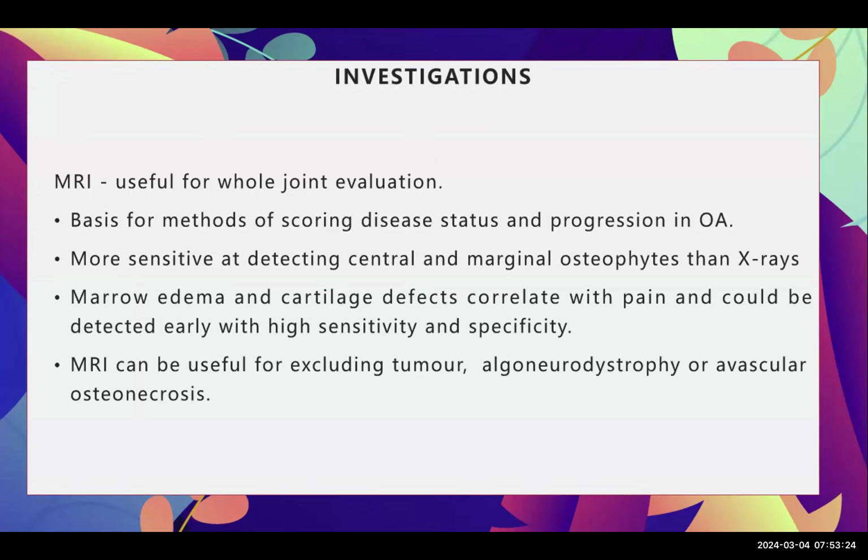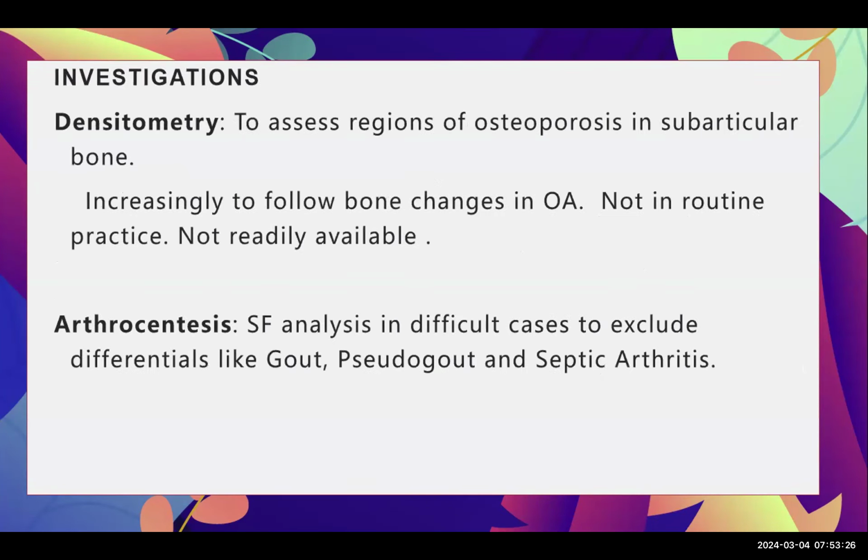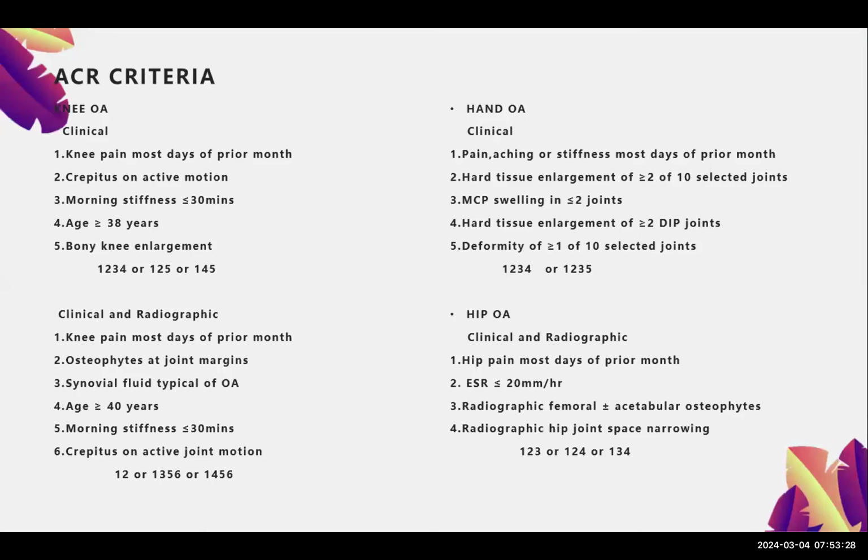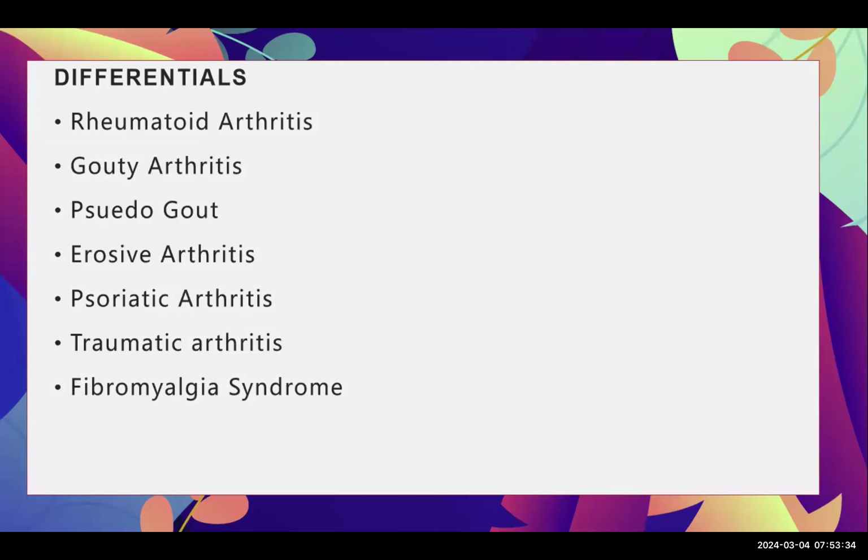MRI is also useful for the investigation. These are other investigative modalities. The ACR criteria for osteoarthritis is not stated in this diagram. There are differentials, which was part of the question asked: rheumatoid arthritis, gouty arthritis, and so on and so forth.